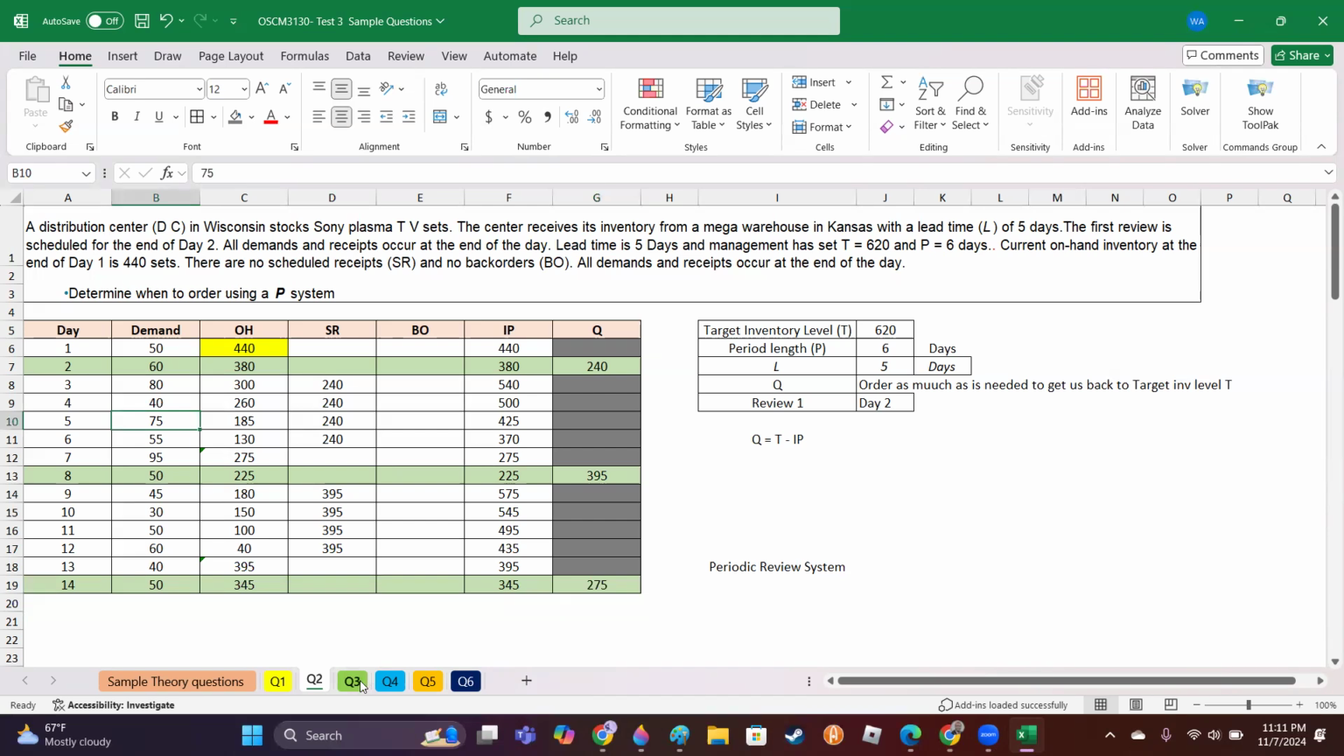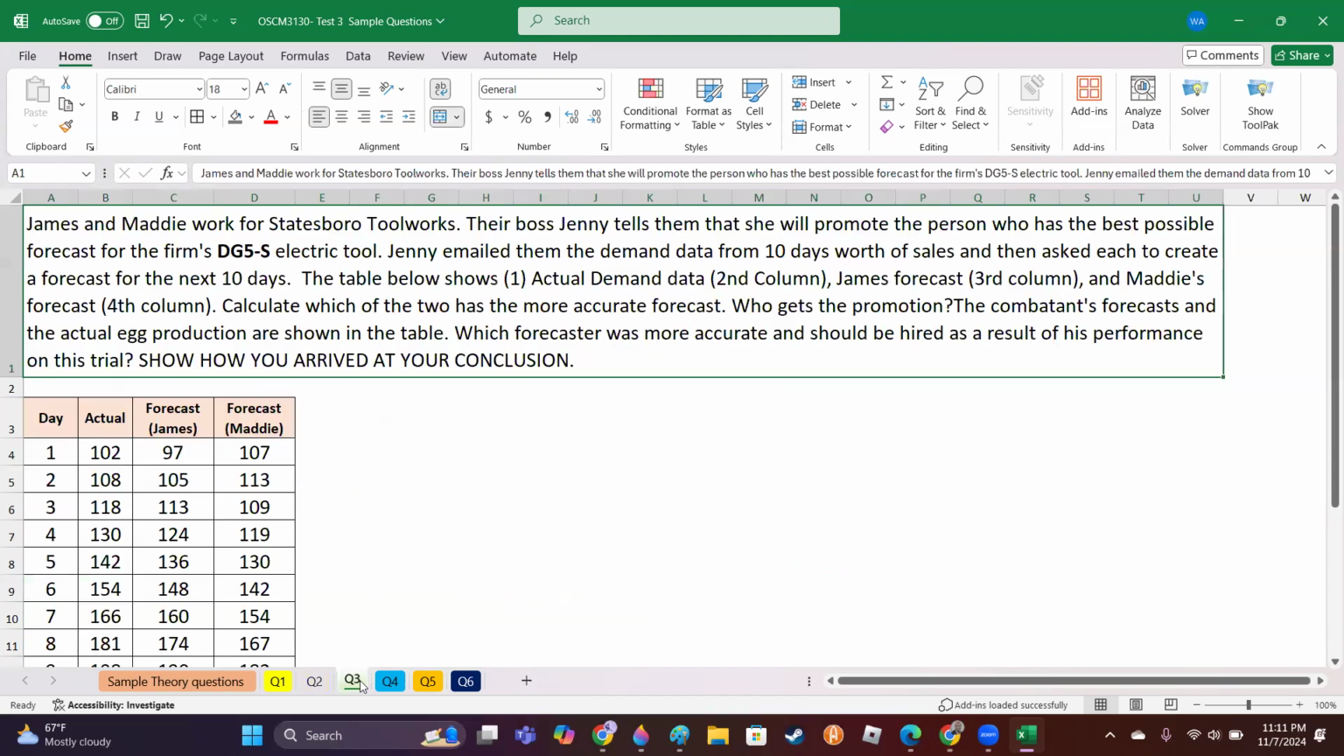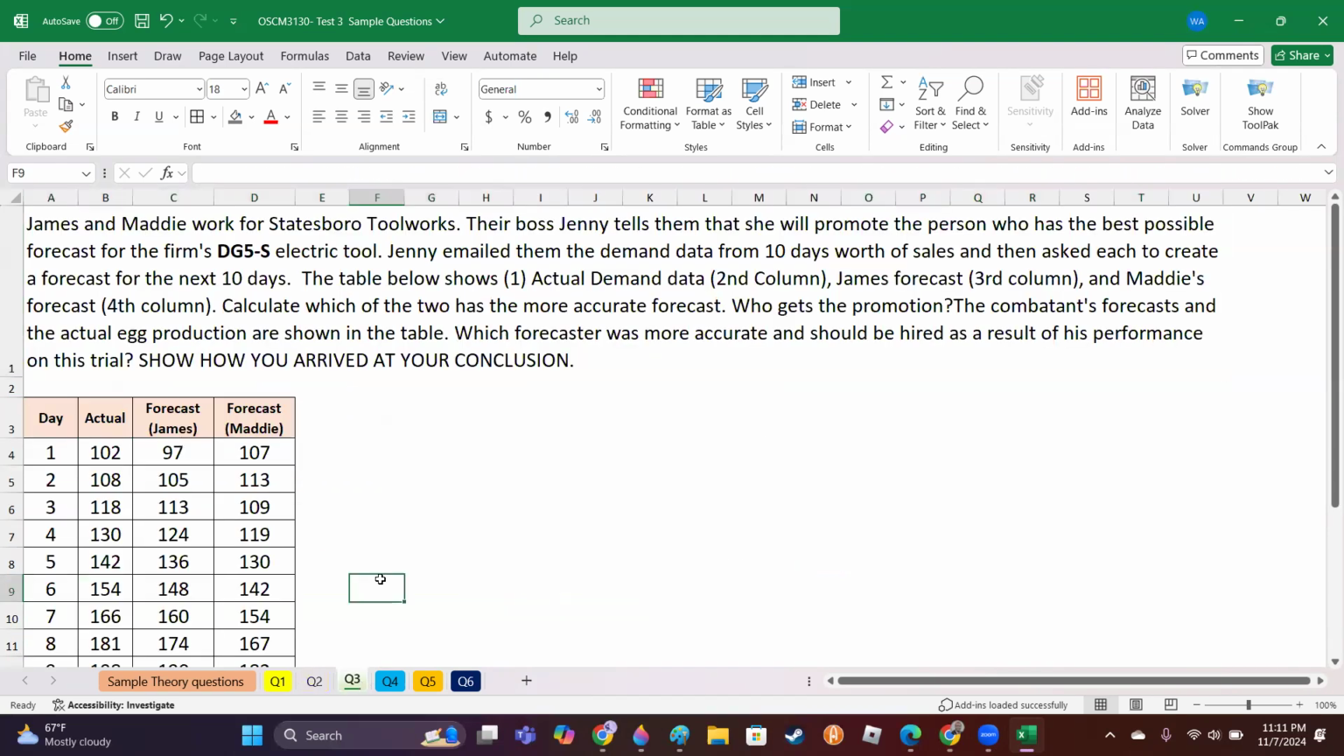All right, let's move on to question 3. Now we're back to forecasting. This question reads, James and Maddie work for Statesboro Toolworks.